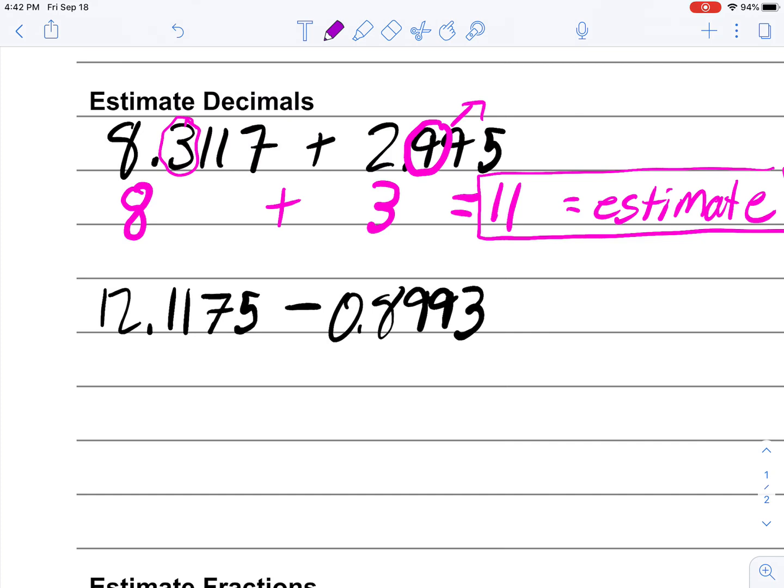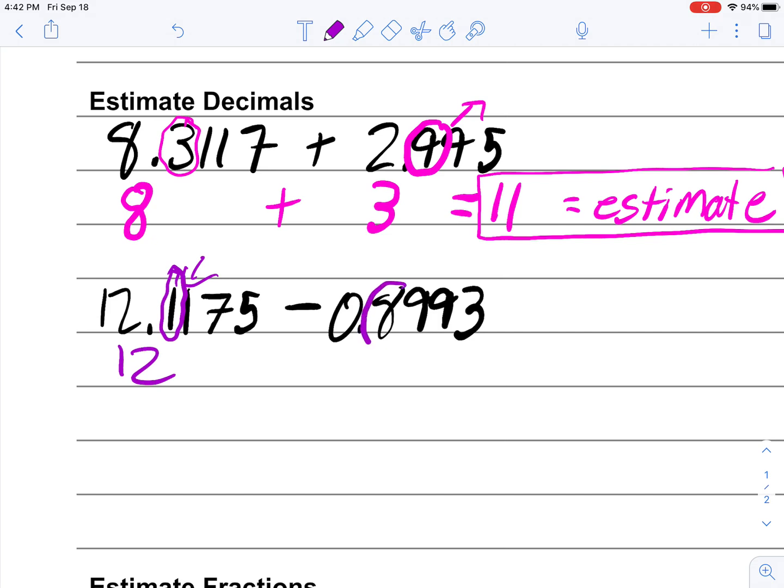Here I have 12.1175. I know 1 would make the number round down. When we round a number down, it stays the same. So my estimate would be 12. 12.1175 is really close to the number 12.